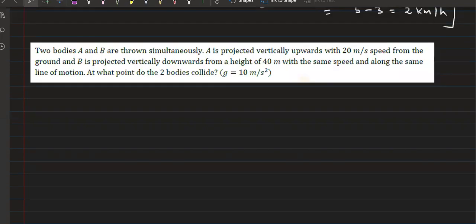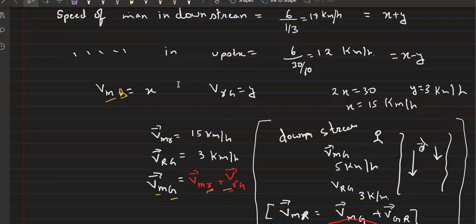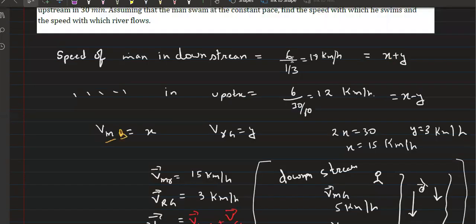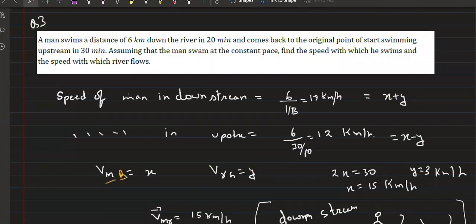Okay, let's see this problem. Another problem. 613. What is 613 now? Where is 613? This is distance divided by 20 minutes, which is 1 by 3 hour, right? Distance by time. That's it. So 20 minutes is 1 by 3 hour. Got it? Right? Okay.